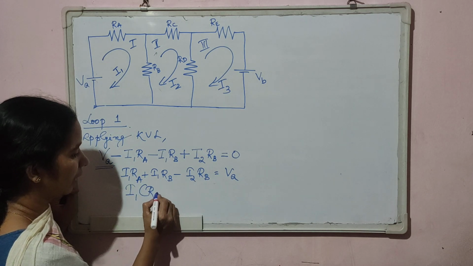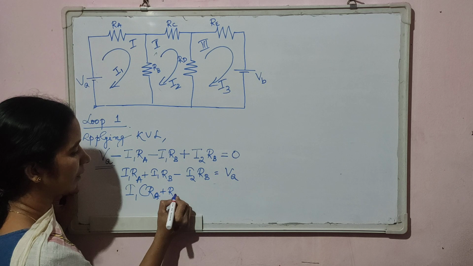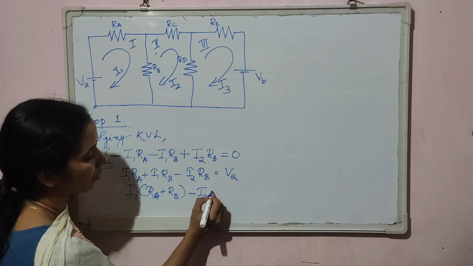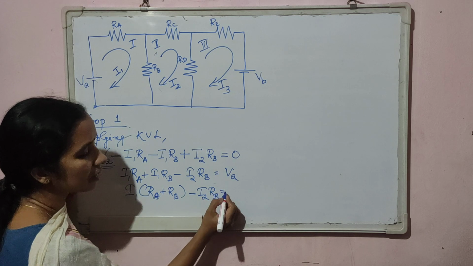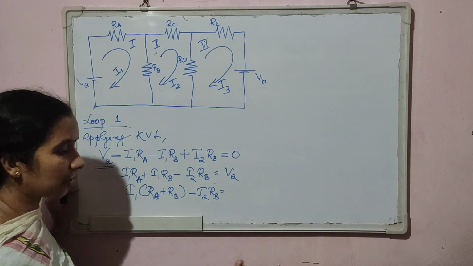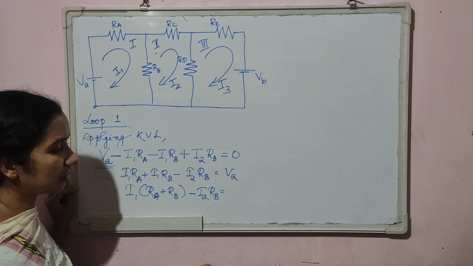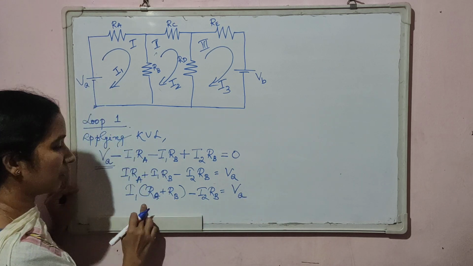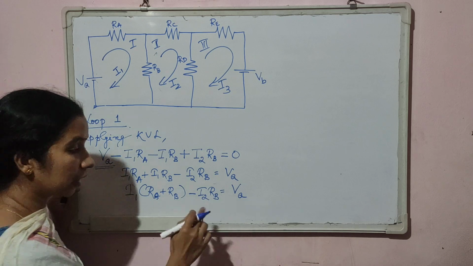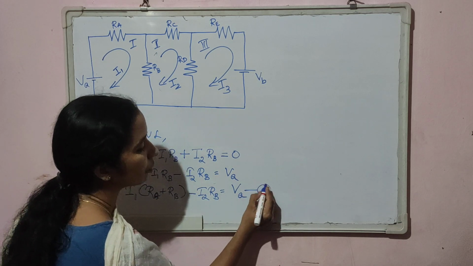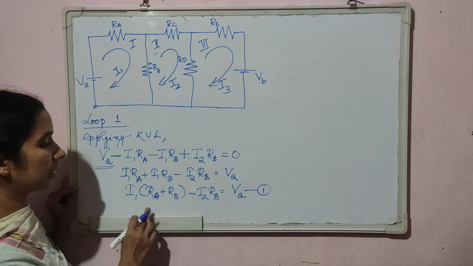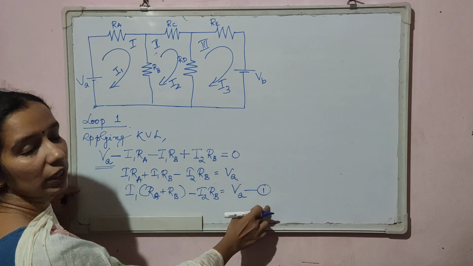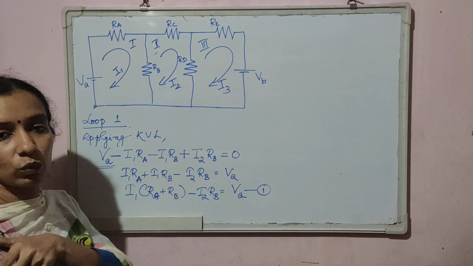I1 into RA plus RB, minus I2 into RB, and here there is no term containing I3, so we don't have to consider that term, which is equal to VA. So we have rearranged our equation. Now mark this as equation number 1. This is the equation corresponding to mesh 1. After rearranging only, mark it as equation number 1.